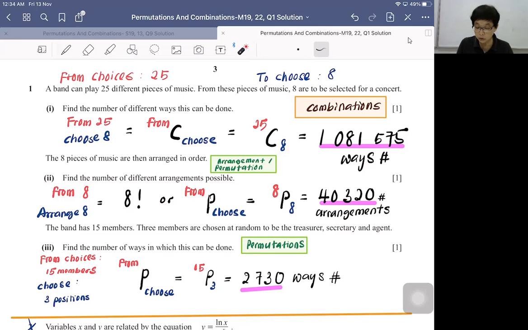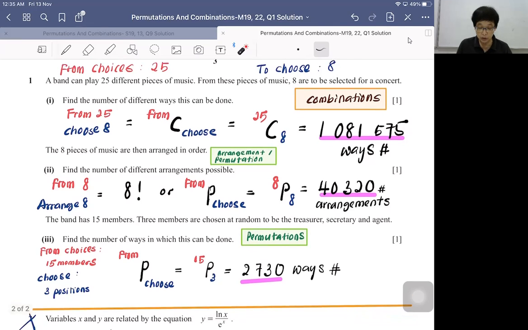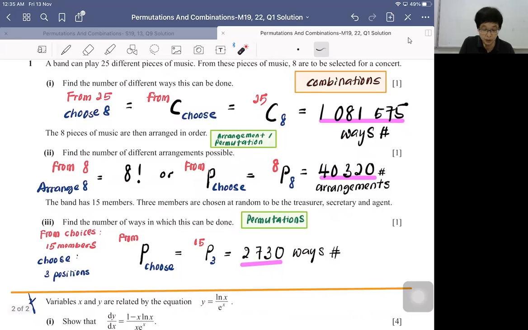Then we may go to the calculator, punching the key of 25C8, and it will display for you 1,081,575 ways of choices the band can go about. Now, let's continue the question.